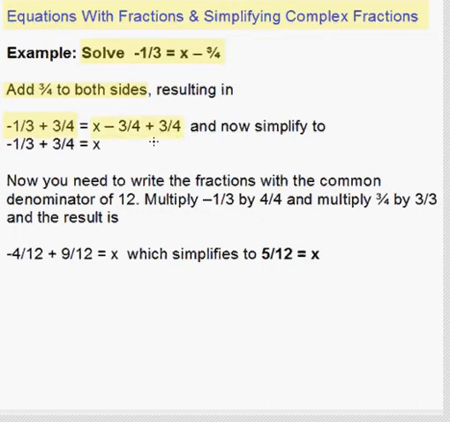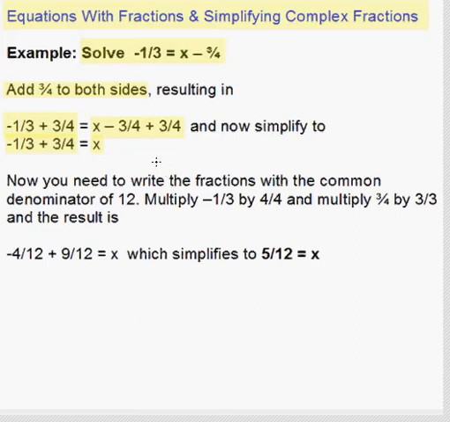Well, the minus 3/4 and 3/4 add up to 0, and x plus 0 is equal to x. So we just have x on the right. We have negative 1/3 plus 3/4. Now we still have to combine those two fractions.